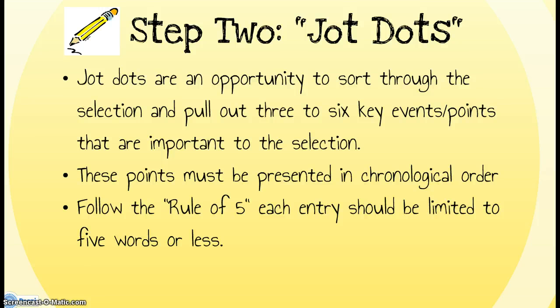And then our step 2 is our jot dots. So those are like bullet points, like I said. And so what you're doing is you're looking for 3 to 6 main points that you think are important to the whole piece, the whole text. And then you're going to present them in chronological order, meaning in order from beginning, middle to end. And you don't want to overwrite. Remember, summaries are short, so each of those little bullet points should be less than 5 words.